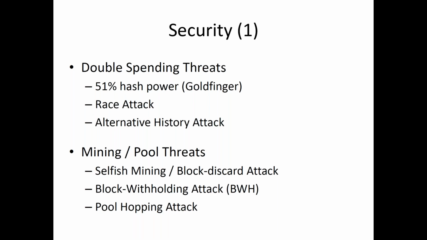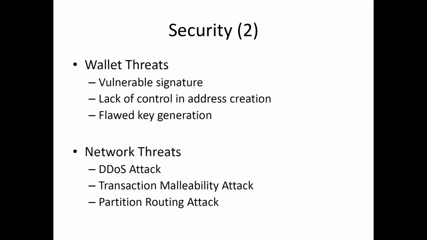Within the double spending threats, there is the 51% hash power attack, which is also known as the Goldfinger attack. Race attacks are possible. Alternative history attacks are possible. And within the mining pool threats, there is the problem of selfish mining, where you keep mining blocks, but you don't convey to the rest of the world that you have created this block. Then there is a block discard attack, block withholding attack, and a pool hopping attack. As far as wallet threats are concerned, vulnerable signatures, lack of control in address creation, flawed key generation, and there are network threats in the form of DDoS attacks, transaction malleability attack, and partition routing attack.